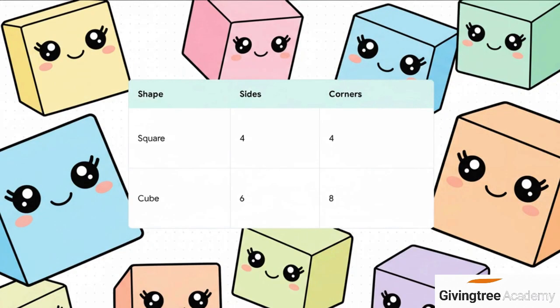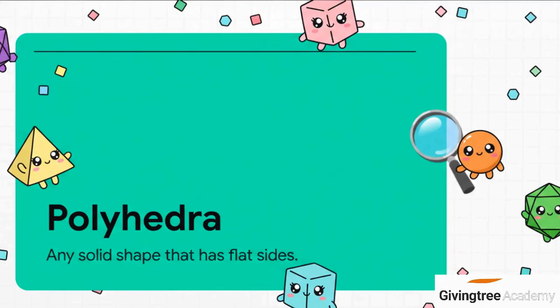And this table here really shows you the difference. Look. A flat square has 4 sides and 4 corners, but a solid cube, which is actually made out of squares, has 6 sides, we often call them faces, and it has 8 corners. See? It has more. Okay, it's time for another awesome geometry word. If a solid shape has flat sides, like a cube or a pyramid, it's called a polyhedra. It's another special family name for these kinds of shapes.